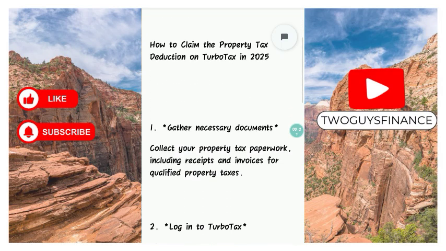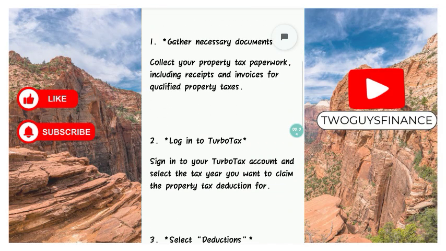The first step is to gather necessary documents. So you want to collect your property tax paperwork, including receipts and invoices for qualified property taxes. Once you have all those, the next thing you're going to do is log into your TurboTax account. So go on the TurboTax website and sign into your account using your email address and your password.